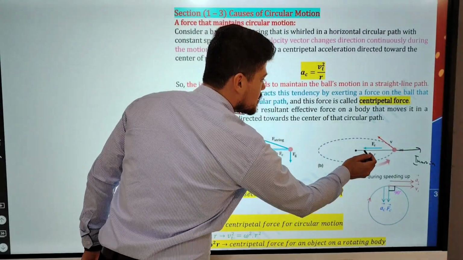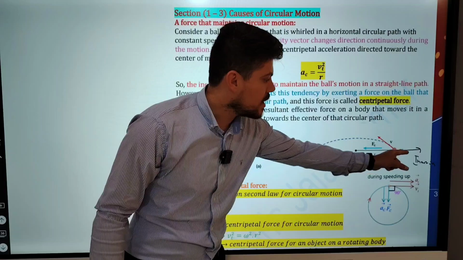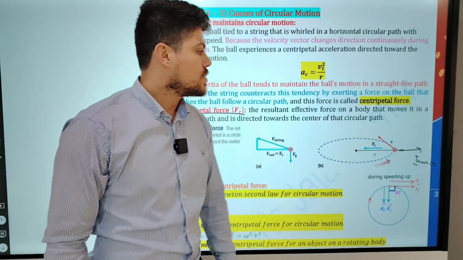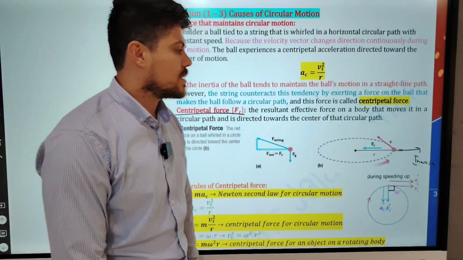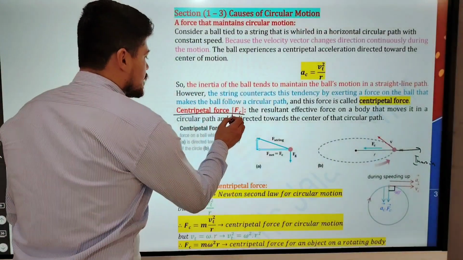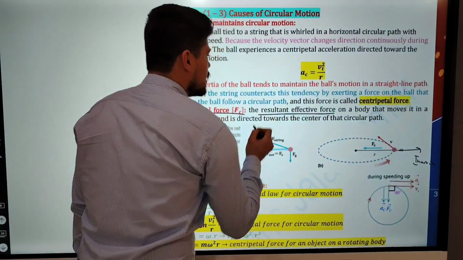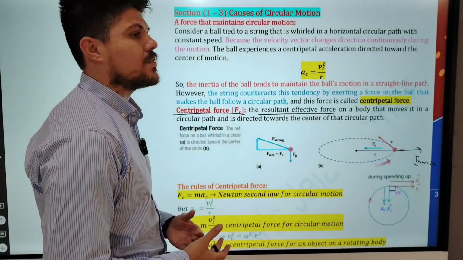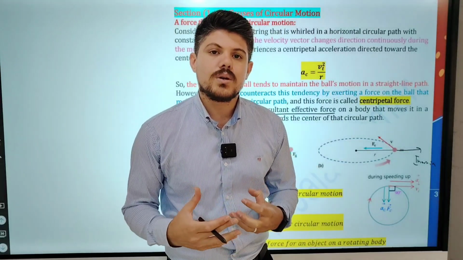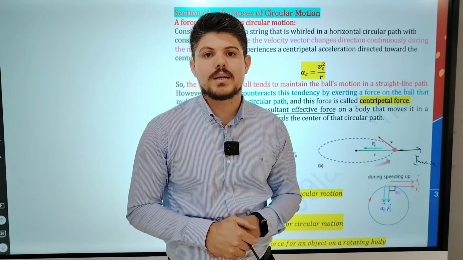But because of the force of the string, the object is not allowed to fly off in a linear path. So the string provides the centripetal force. The centripetal force is the resultant effective force. Why do we say resultant effective force? Because sometimes we have more than one force that maintains the object in a circular path.